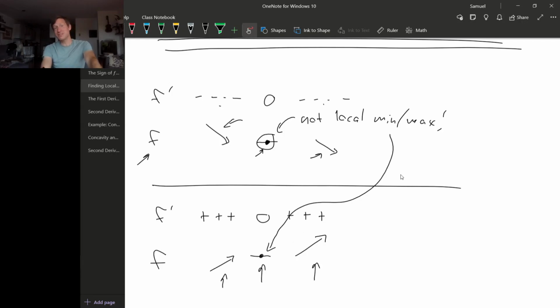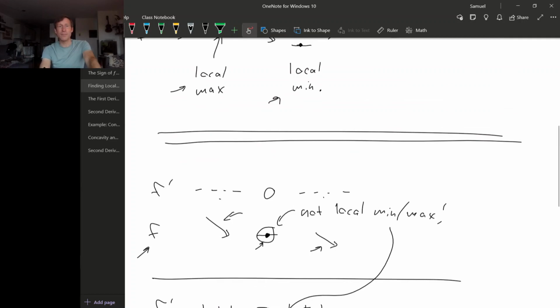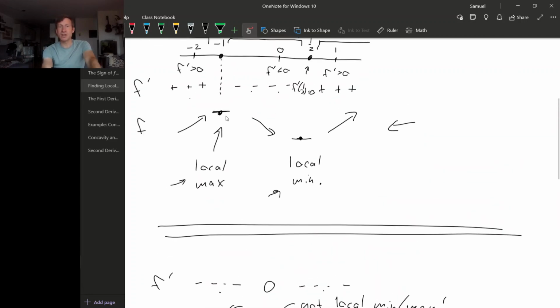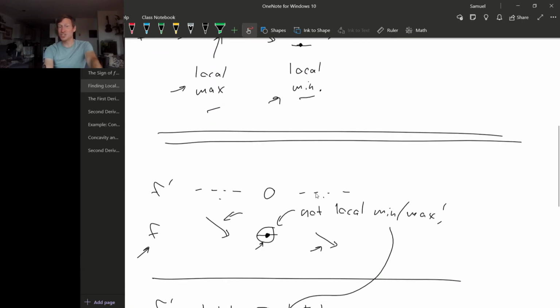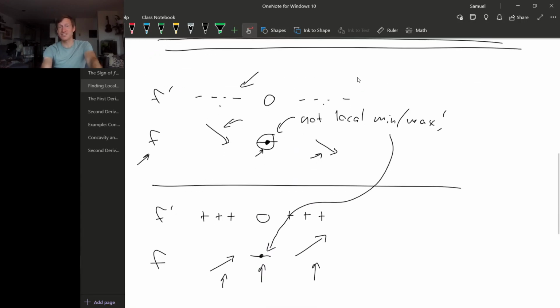So what we seem to be seeing here is that if we have a critical number, a place where the derivative is 0, or if the derivative doesn't exist, it turns out, and the derivative switches from positive to negative, it's a local max. If it switches from negative to positive, it's a local min. And if it doesn't change at all, if the derivative stays negative or stays positive, then that critical number is not a local minimum or a maximum.